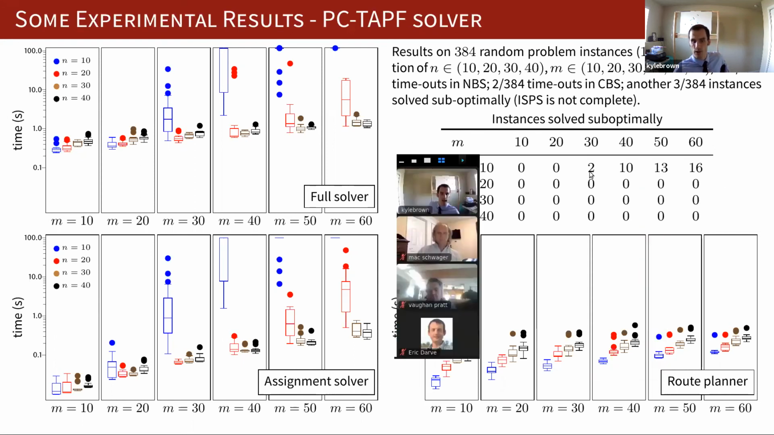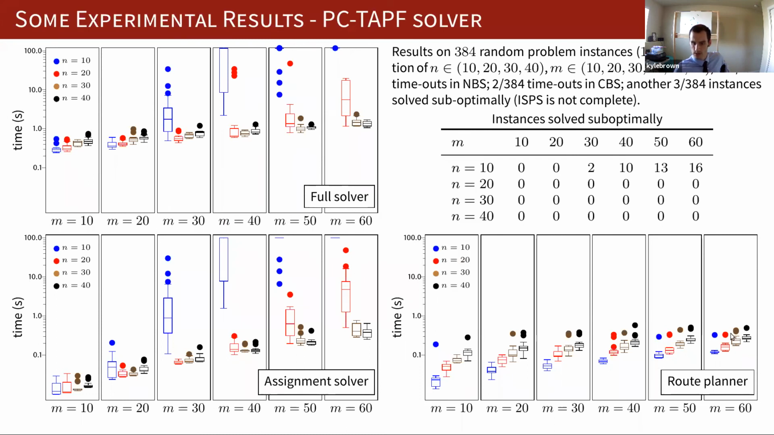Over here on the right, I just want to point out, these are the results for the route planner. For any of these problems, once we have an assignment of tasks, the route planner can solve the route planning subproblem in well under a second, even for the largest problems. I think that's pretty exciting. And it's clear from this plot on the left that it's the assignment portion of the solver that struggles in the top level, not the route planning levels.